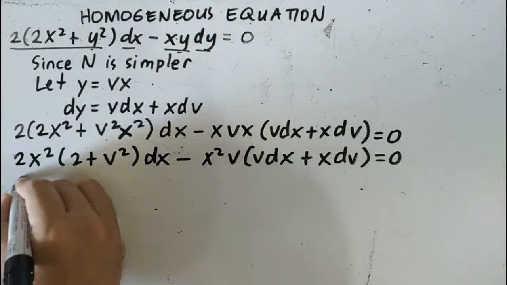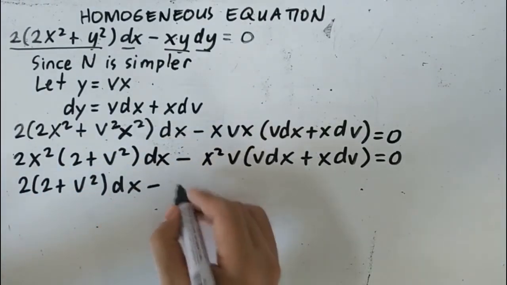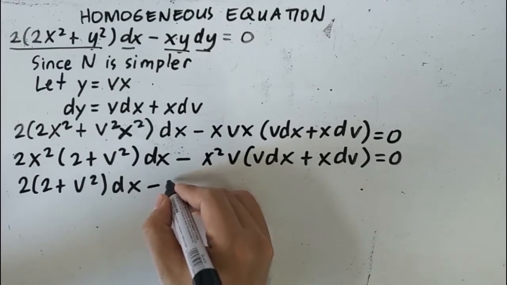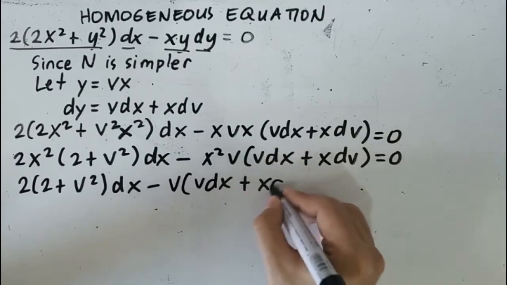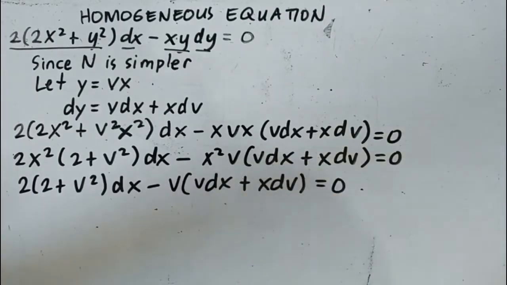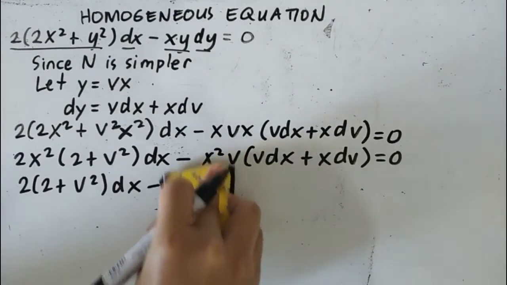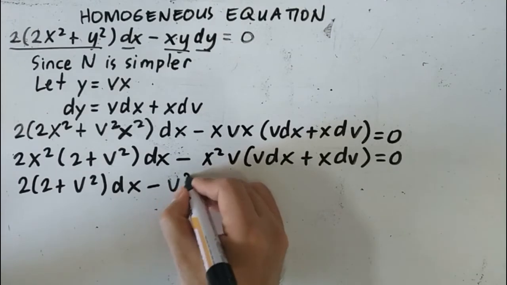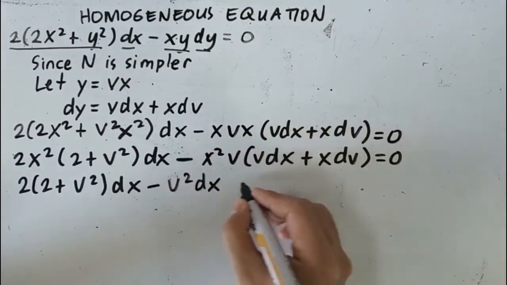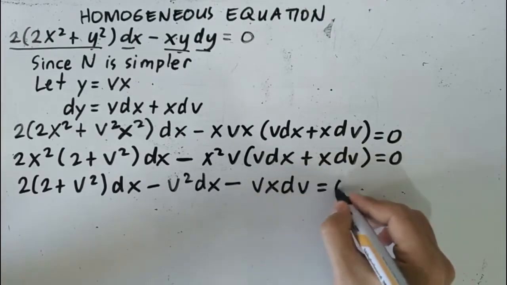So what we have left is 2 times 2 plus v squared dx minus v times v dx plus x dv equals 0. Or to simplify it further, we distribute already our v here. So we have v squared dx, and since this is negative, this becomes minus vx dv equals 0.